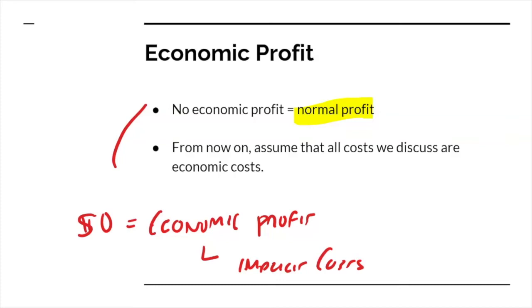And so from this point on, whenever you see the word profit, we are always going to be discussing or including the economic cost. We're always going to be including the implicit cost of doing business.